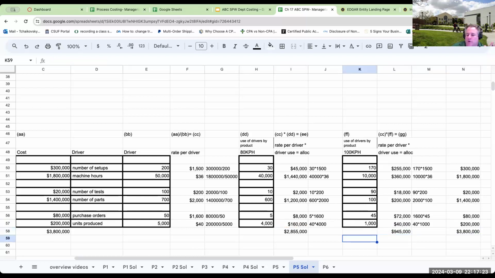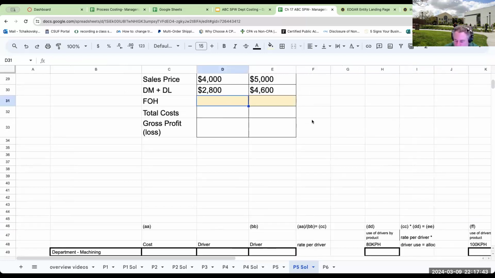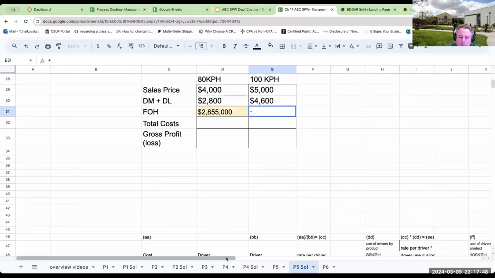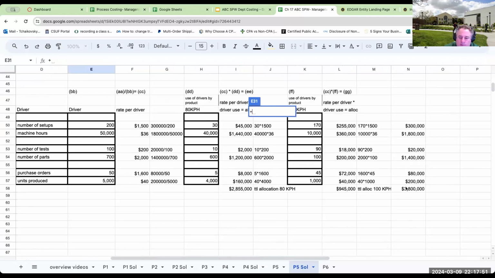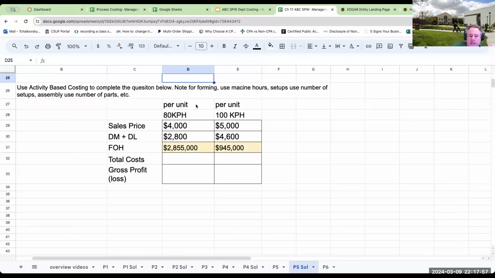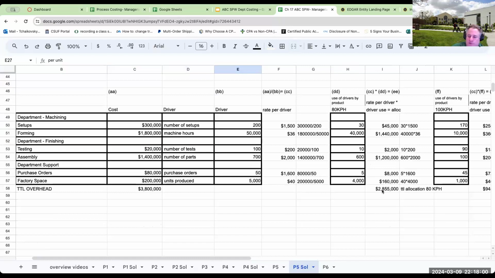So coming over here and looking at this, this is the allocation for the 80 kph. Total allocation for the 100 kph. Now, do I take these amounts and put these up over here? Do I show this as 2,855,000? And do I show this over here as 945? The answer is no. Why not? This is a per unit, right? This is just the total amount of the overhead that's being allocated.